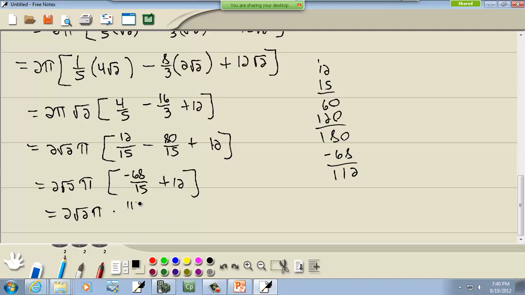So I got 112 over 15 times that. Oops, I'm about out of space. 2 times 112 gives us 224 square root of 2 pi over 15. So I didn't make a math error. That'd be your answer.